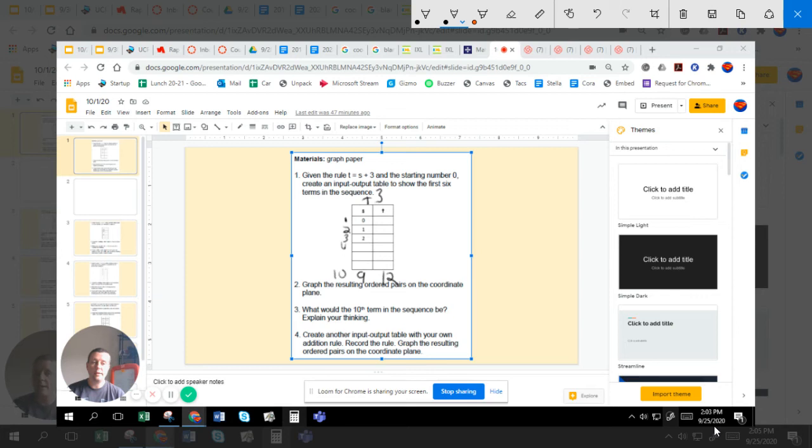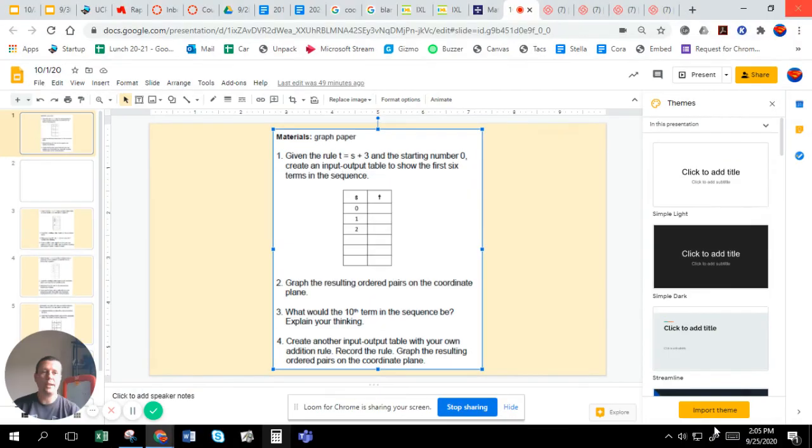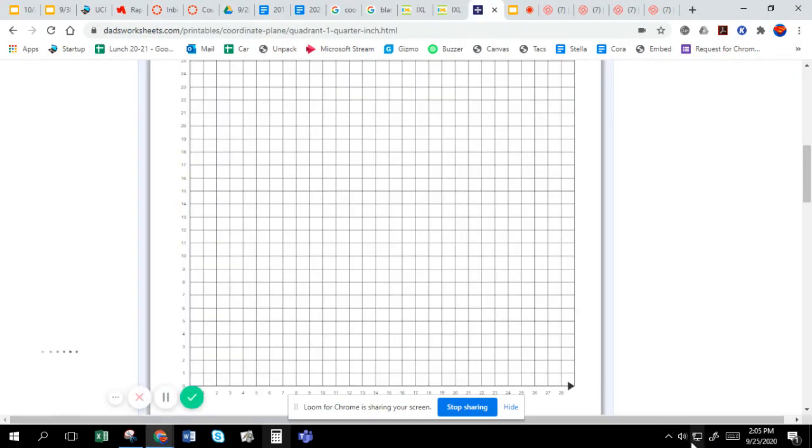Now it does say create another input output table with your own addition rule and then write that in there. So hopefully you did do that. I'm going to pause for a second to get mine drawn in so we can take a look at that. Oh, maybe I'm not. All right, good. I didn't want to pause it anyway.